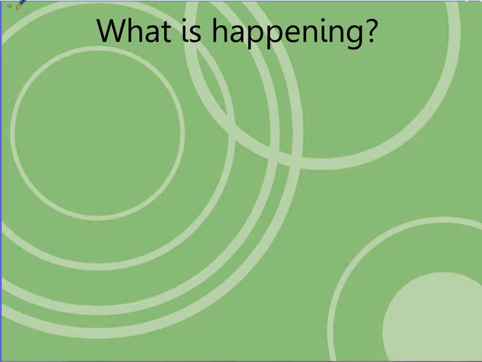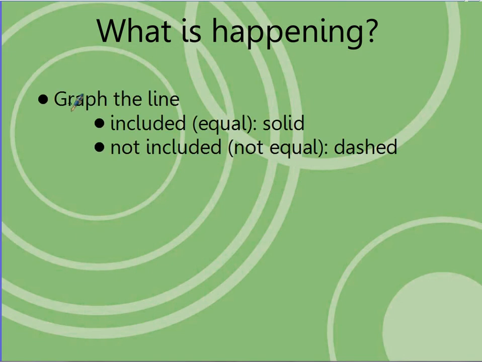Let's reiterate what's happening here. First of all, we graph the line itself. If you have points on the line that are included in your solution, in other words, if you have less than or equal to or greater than or equal to, you graph that line as a solid line. If the points on your line are not included as part of your solution, if you have just less than or just greater than, you're going to draw that line dashed. Don't forget the arrows on both ends though to indicate it goes on forever.